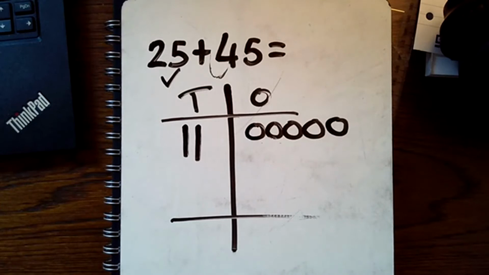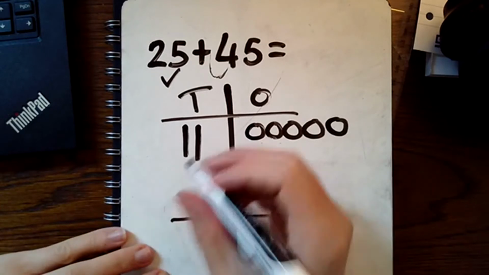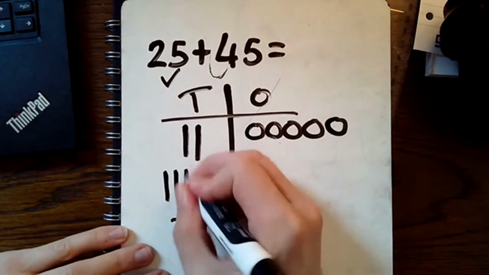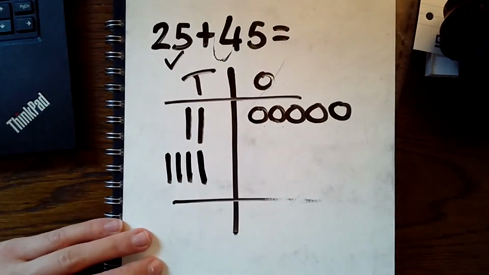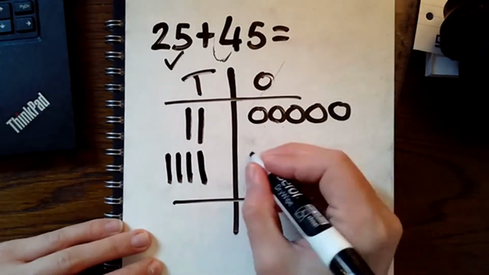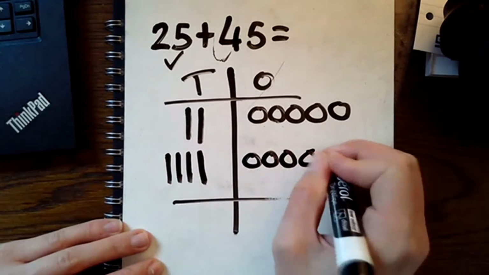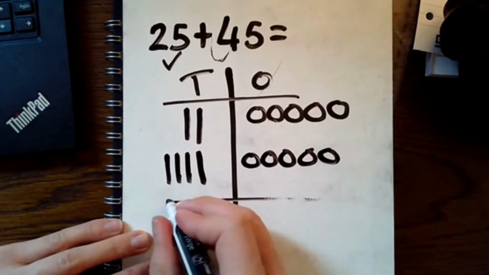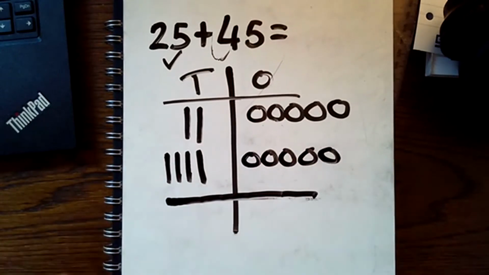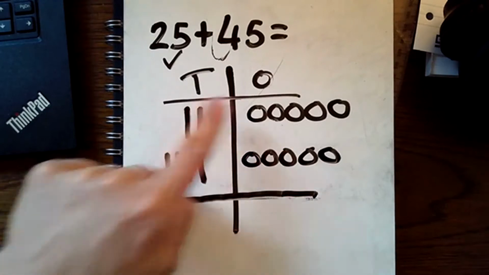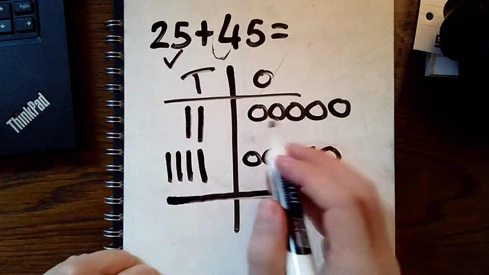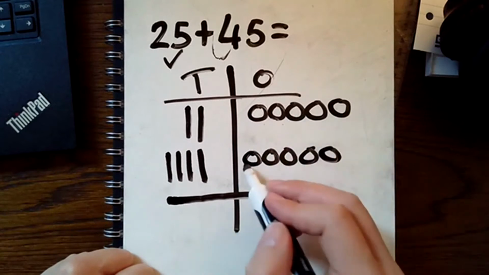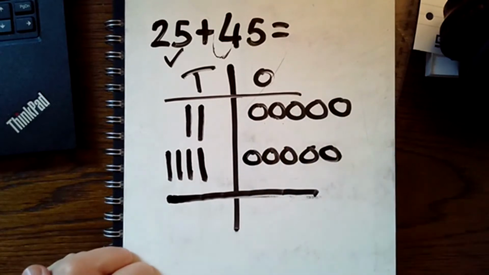How many tens are in 45? Well done. 4. 1, 2, 3, 4. How many ones are in 45? Well done. 5. 1, 2, 3, 4, 5. Okay, what do I add first? The tens or the ones? Well done, the ones. I've got 1, 2, 3, 4, 5, 6, 7, 8, 9, 10.